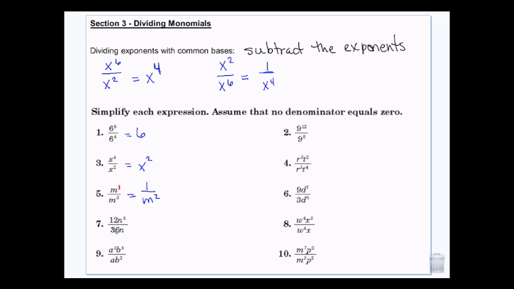When I have numbers, I reduce those or divide those. 12 and 36 both divide by 12. Oops. So I get a 3 in the denominator. N to the 5th minus n to the 1 gives me n to the 4th. So I have n to the 4th over 3. If I have multiple variables, I go, okay, 3 minus 1 is 2. 5 minus 2 is 3.